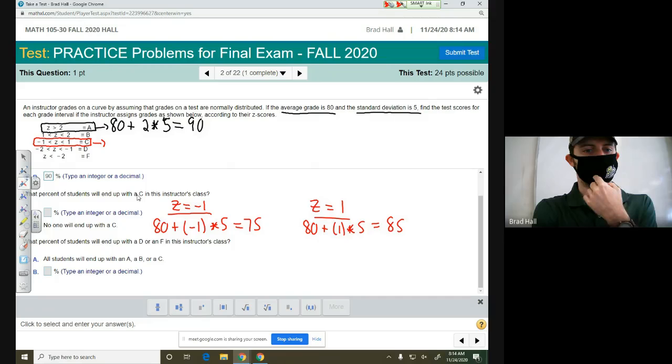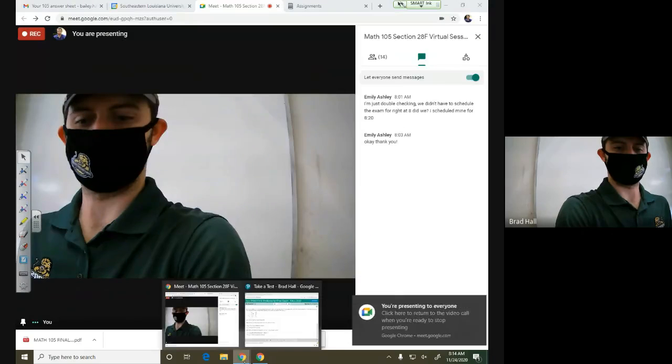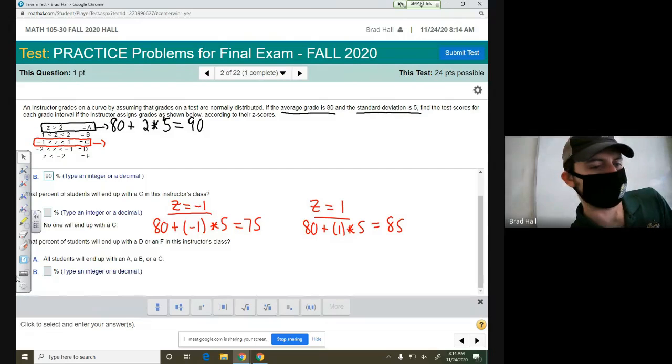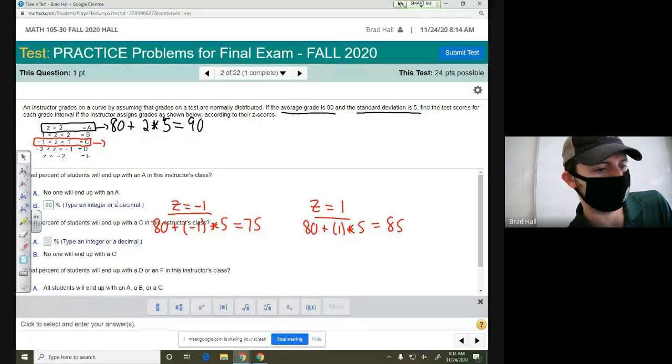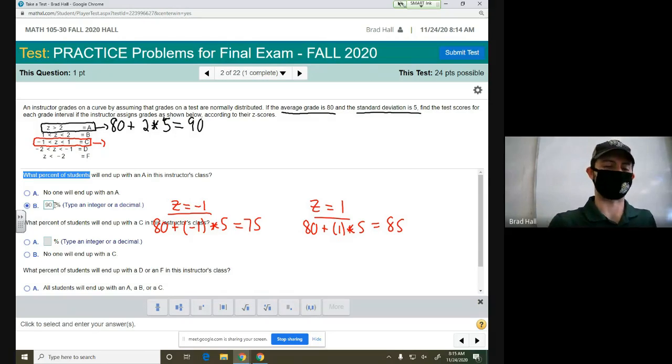Actually, I think I'm getting this wrong. Wonder if anyone noticed it over here. Okay. The wording's a little tricky here, so I don't think 90 is correct in the first one. It's not asking for what percentage would give an A. It's asking for what percent of students will end up with an A. Okay, that caught me off guard. That's a good question. Yeah, what percent of students will end up with an A in the class?